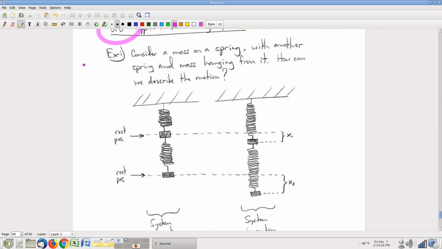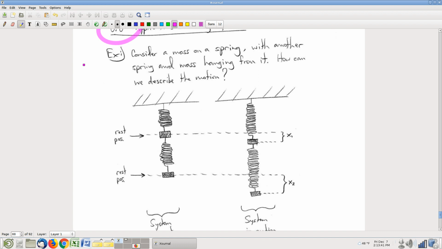The problem being that instead of a mass on a spring, suppose you have a mass on a spring hanging off of a mass, which is hanging off a spring. Right? And how could you possibly predict that behavior? It just seems completely chaotic. And it turns out it's not.